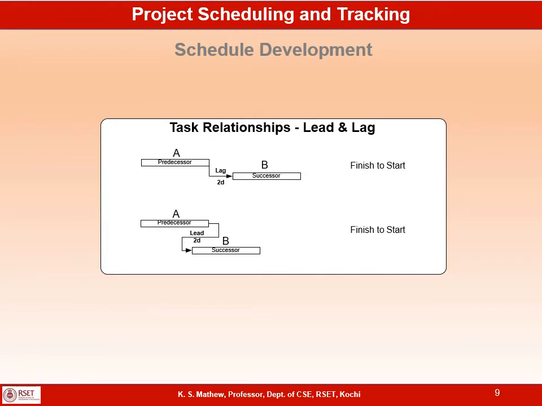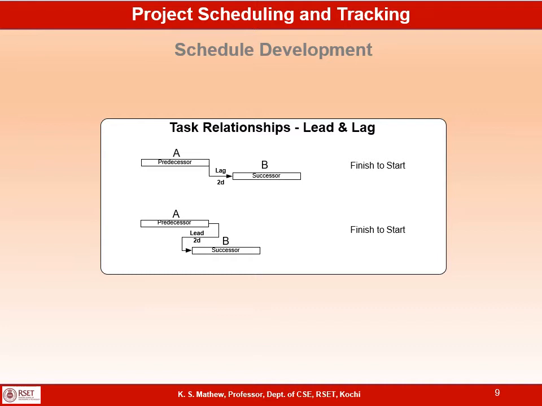Now there is something called lead and lag in the task relationship. In this example, A and B have a finish to start relationship. That means B can be started only after A is complete, but not immediately, only after a lag of 2 days. You put the duration of the lag in the arrow connecting A and B, which is called lag.